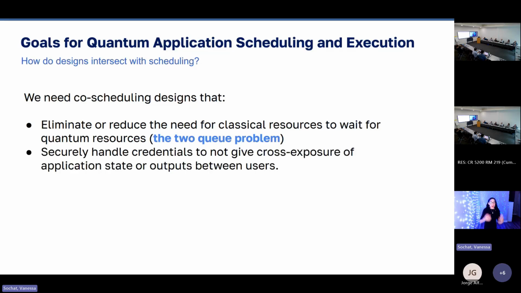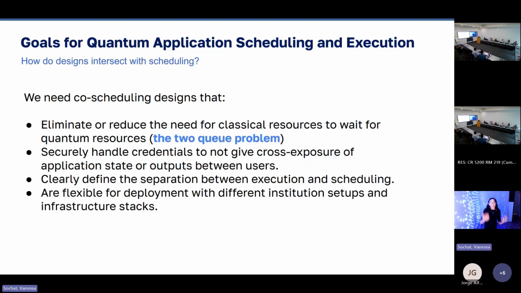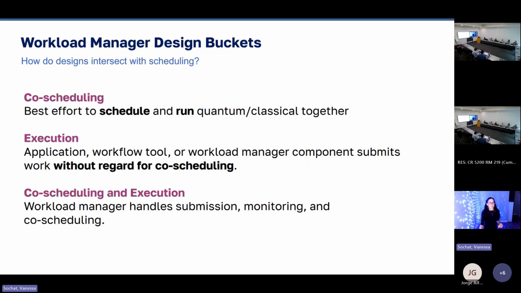We need to securely handle credentials to not give users cross-exposure of application state or outputs between users. So if you share a single credential for all users on your cluster, if that's in the application environment, that means user A could technically query an API to look at results, queue status, anything for user B. We need to clearly define that separation between these two things, as I mentioned. And we need flexibility for deployment at different institution setups. And that's really the spirit of a lot of these open standards projects.